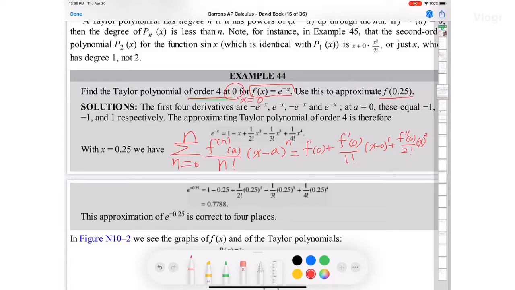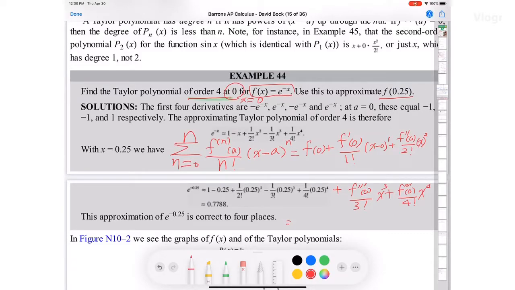Order 4 means we have to find 5 terms, right? Plus, go here, plus the third term, the third derivative of 0 over 3 factorial, x cubed. Then one more, the fourth derivative of 0 over 4 factorial, x to the fourth power.